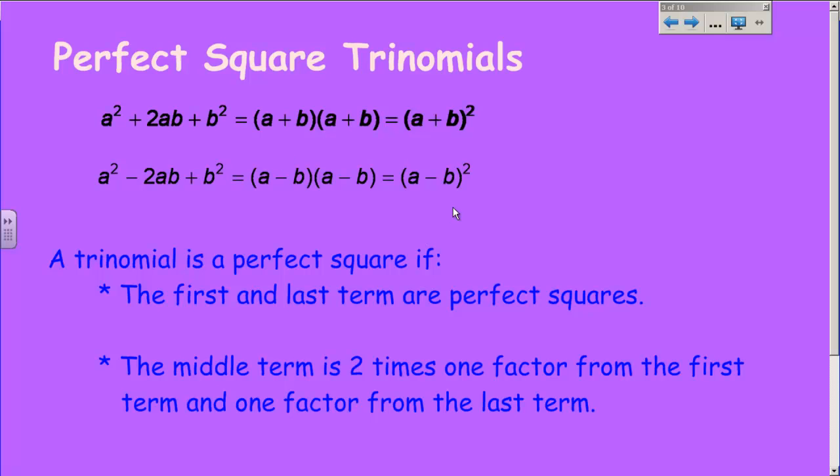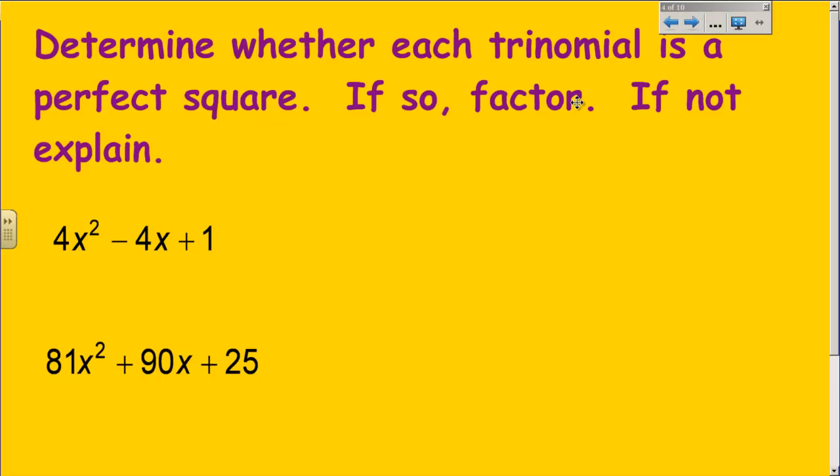Here are the things that you really need to concern yourself with. First of all, for a trinomial to be a perfect square, the first term and the last term have to be perfect squares. If they are not perfect squares, you automatically don't have a perfect square trinomial. The second thing that you have to concern yourself with is this middle term right here. This middle term has to be 2 times a factor from the first term and a factor from the last term. You take a factor from this one, a factor from this one, and then times 2. And that's what makes the middle term work. This is sort of the hardest one to catch because this middle term thing takes some practice. We're going to do a couple so you can start getting used to this.